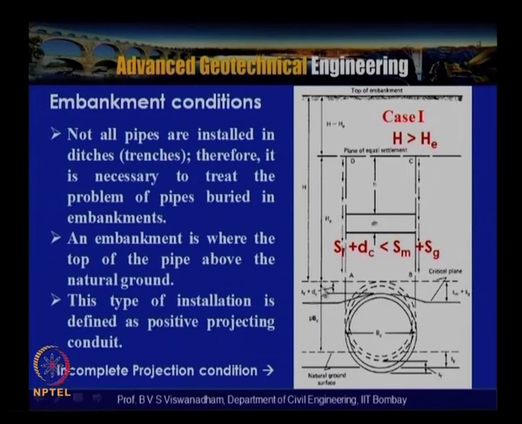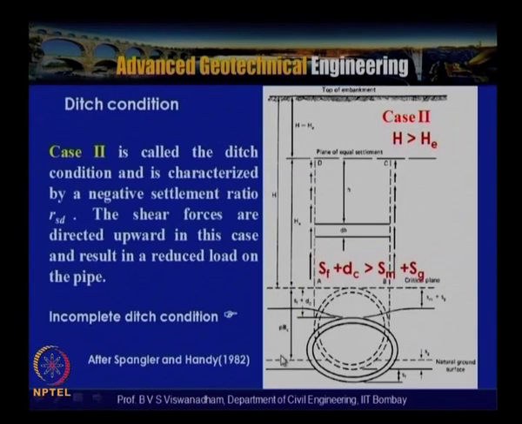This particular portion is SF plus DC and this particular portion is SM plus SG. In this case also, at the critical plane, you can see that the pipe settles more than the critical plane, and the surrounding soil only settles this much, SM plus SG. So this is SF plus DC, where the settlement is very high because of the flexibility of the pipe.